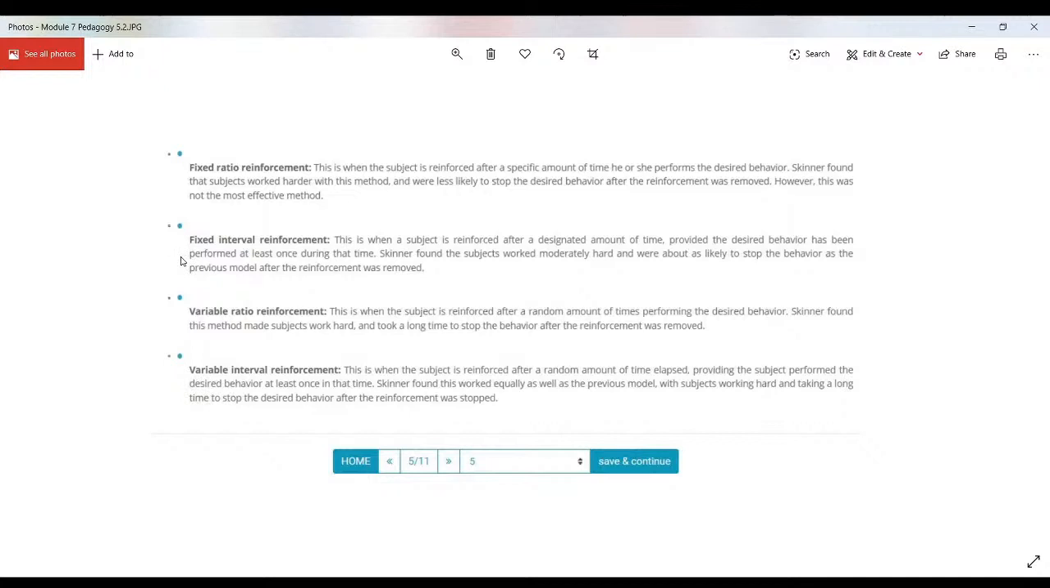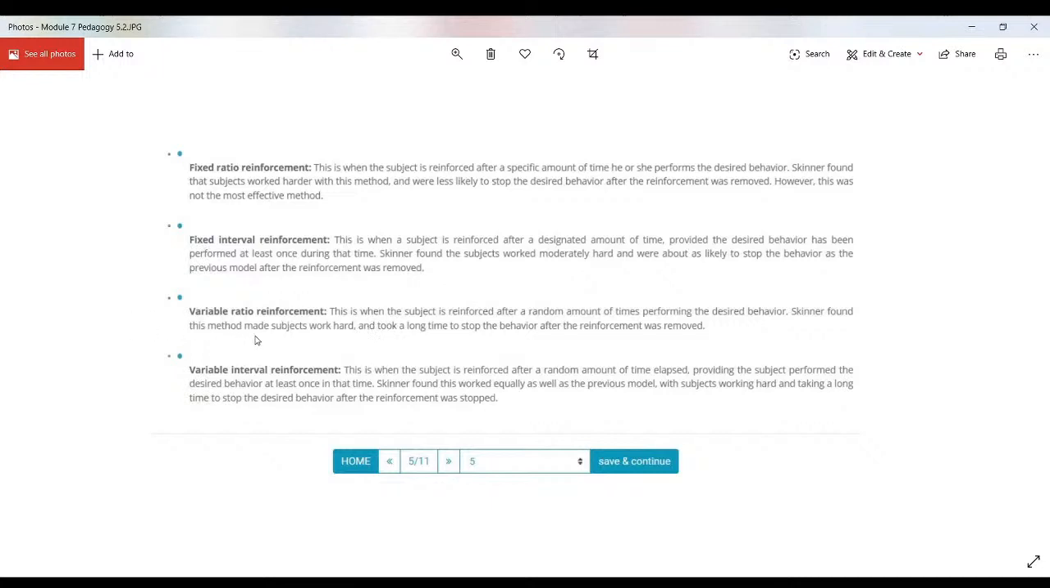Next is fixed interval reinforcement. Okay, this is when a subject is reinforced after a designated amount of time, provided the desired behavior has been performed at least once during that time. Skinner found the subjects worked moderately hard and were about as likely to stop the behavior as the previous model after the reinforcement was removed.